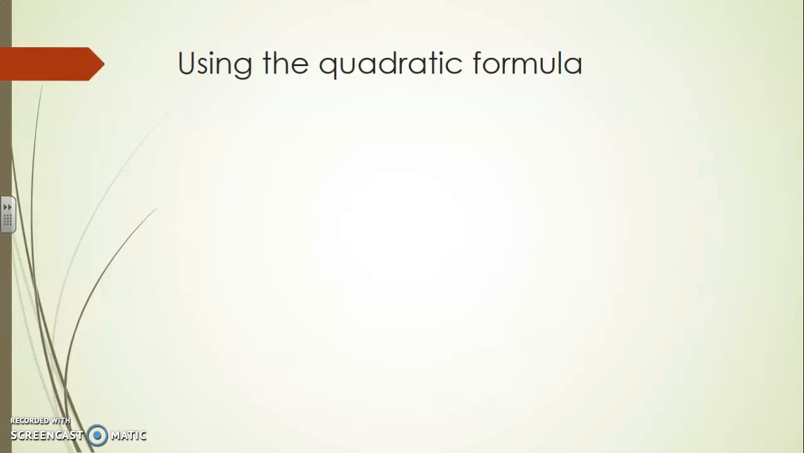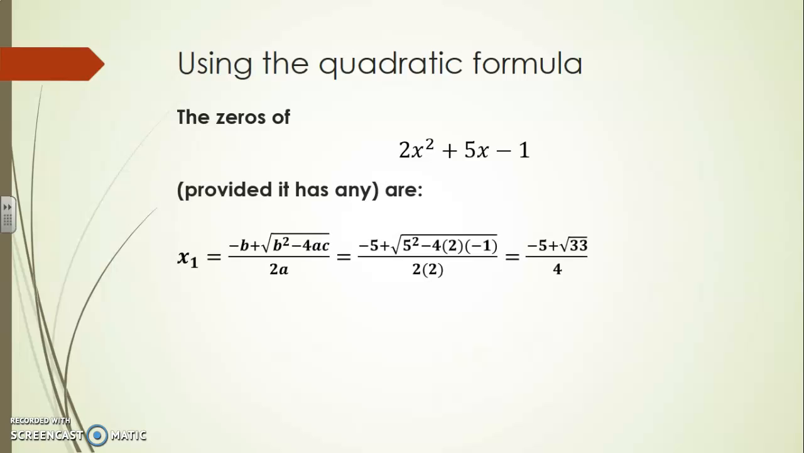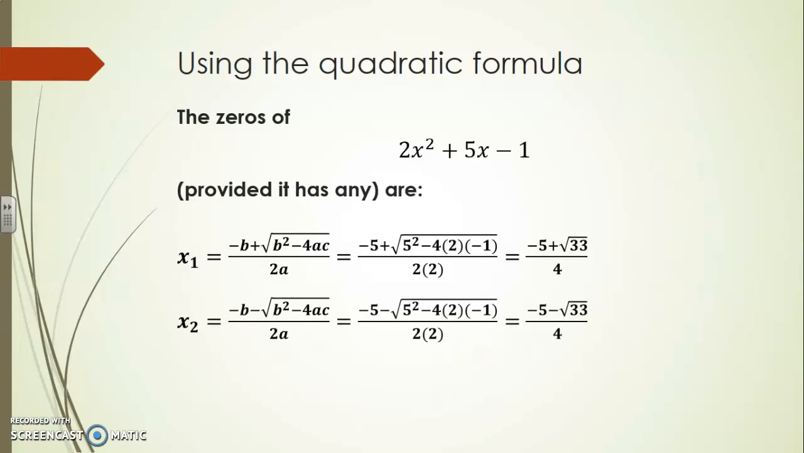If you're going to use the quadratic formula, the zeros of 2x squared plus 5x minus 1, if we can find any, are obtained by applying the quadratic formula itself. The first zero we obtain is minus 5 plus root 33 all over 4. The second zero we find is minus 5 minus root 33 over 4. So we have found two distinct zeros, which are the result of the fact that b squared minus 4ac was a positive number, in this case 33.